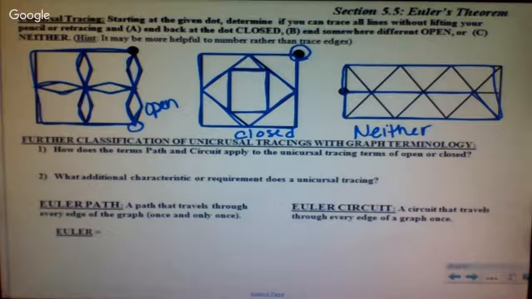Okay. So if you had to look at all three of these, and I told you path and circuit, which one of these do you think represents a path? Which one of these do you think would represent a circuit? Circuit is the closed, and your path is the open.